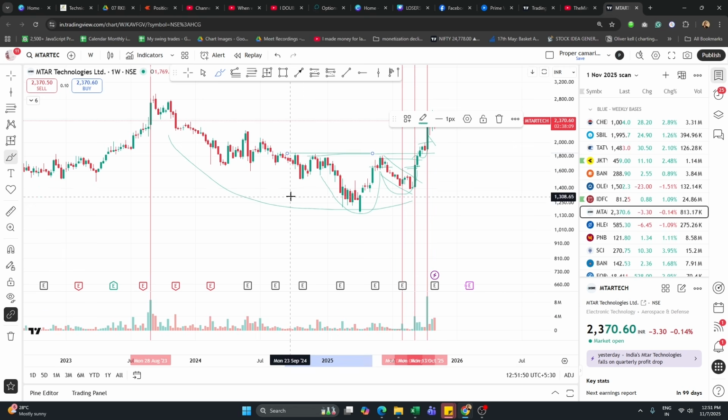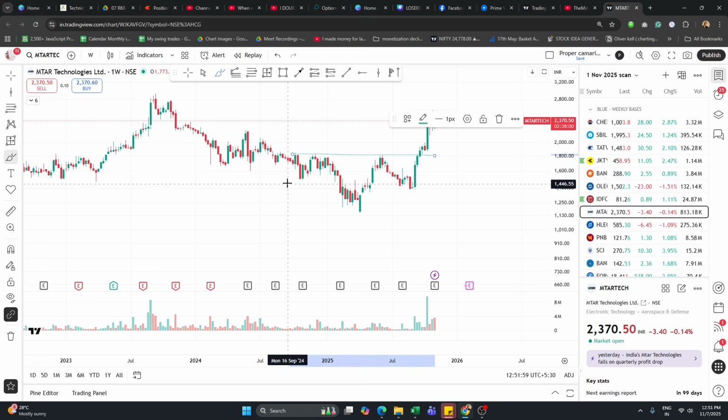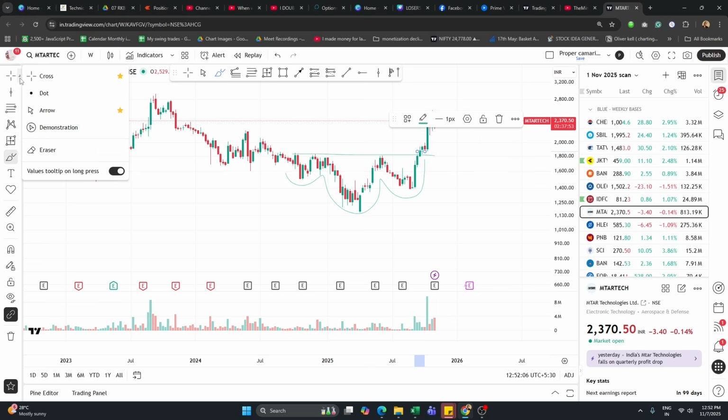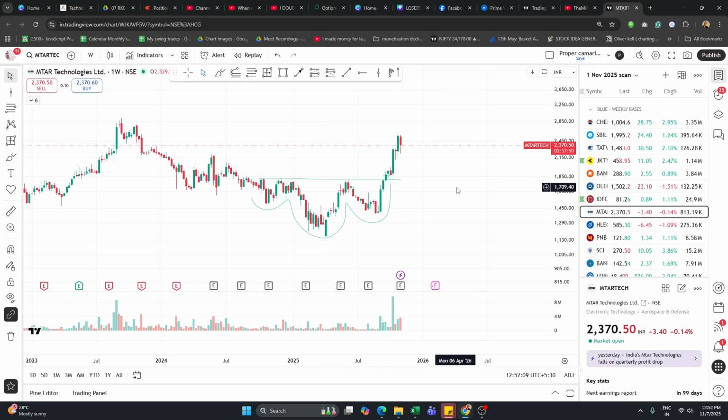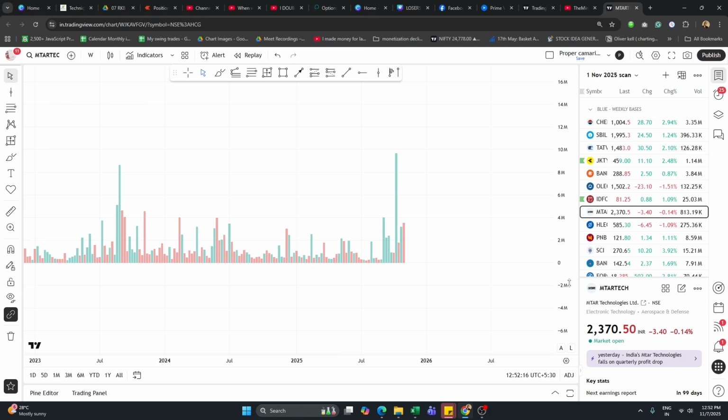Here again, you can see one more pattern: if you remove all these lines, you can see an inverted head and shoulders being formed. This could be somewhere you could have taken an entry with a minimal amount of stop loss. That's it, this is the trick. The trick is simple and really, really stupid, but it helps, which is just maximizing the window pane and looking at the volume growth clearly.